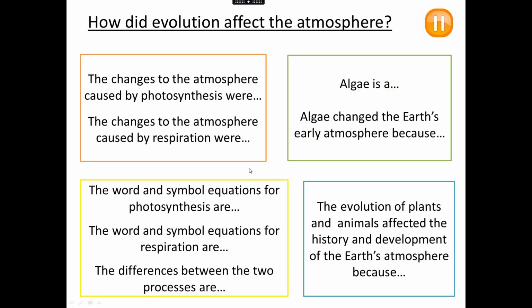Let's look at the sentence starters. What were the changes to the atmosphere caused by photosynthesis and respiration? Which one gives in carbon dioxide and takes out oxygen? Which changes which? Explain the importance of algae in the Earth's atmosphere. Then more detail on the equations for photosynthesis. And then the extension: how did the evolution of plants and animals affect the history and development of the Earth's atmosphere? Write your answers in your Google Doc and then come back here to this video for the answers.